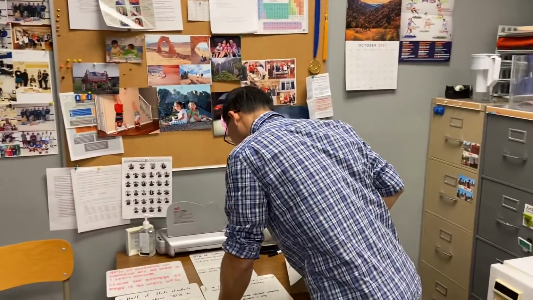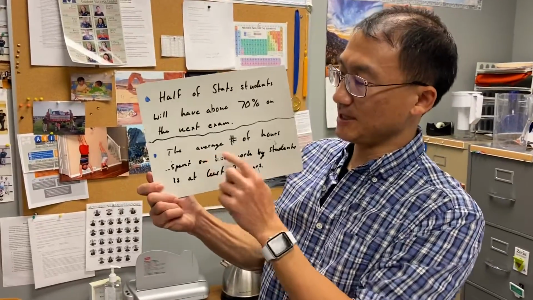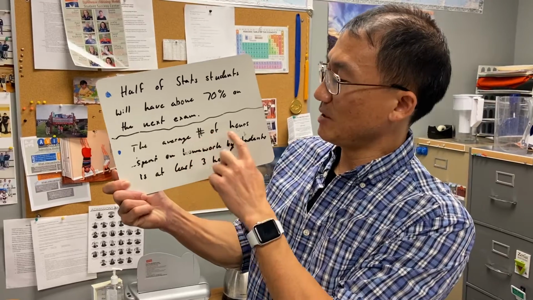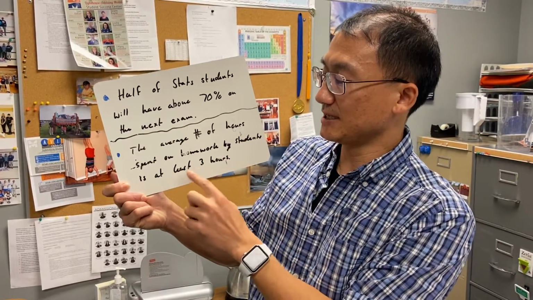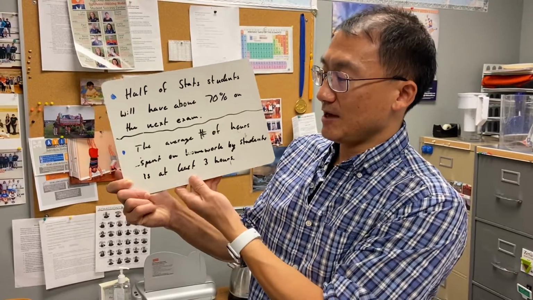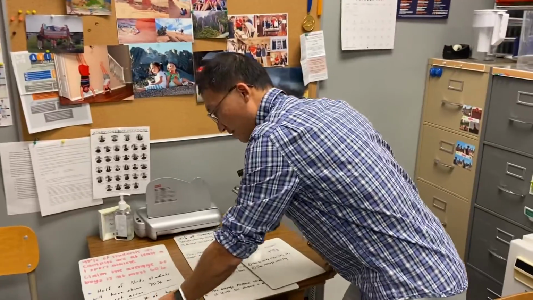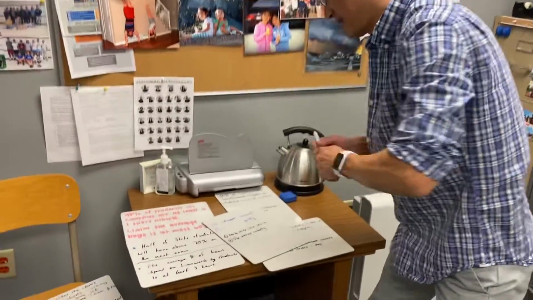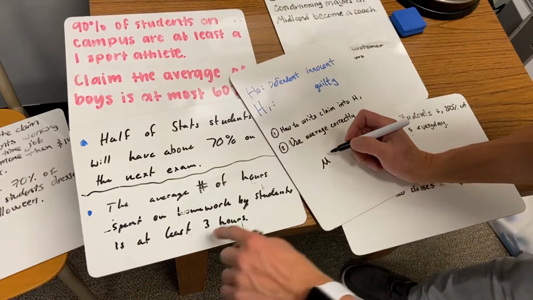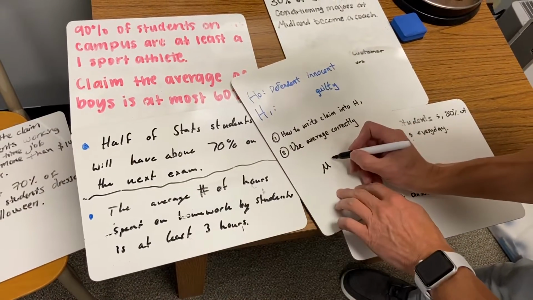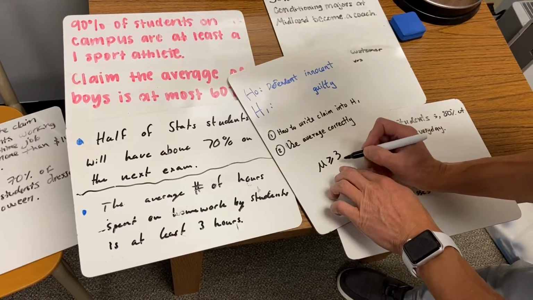For instance, let's take a look at this statement. The average number of hours spent on homework by students is at least 3 hours. Now, if I rewrite this into a symbolic form, here's how I would write it. I see the average, therefore I will use the mean. It says at least 3 hours. That means at least means greater than or equal to 3 hours, right?